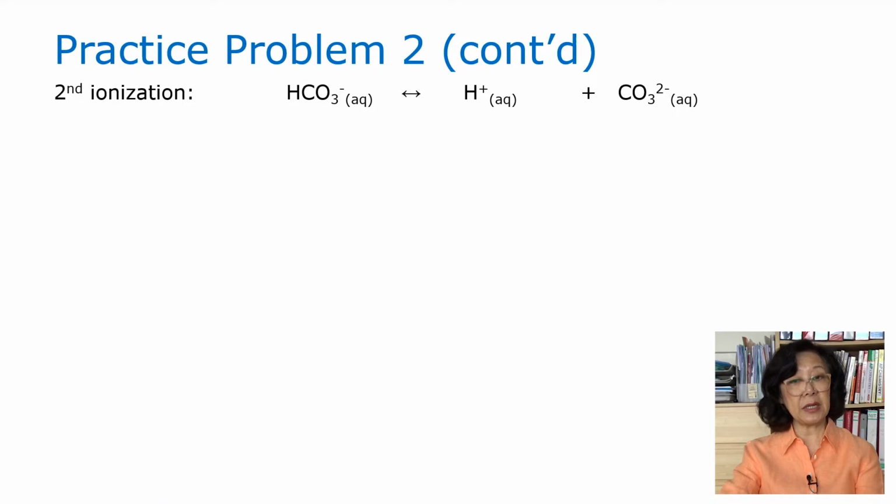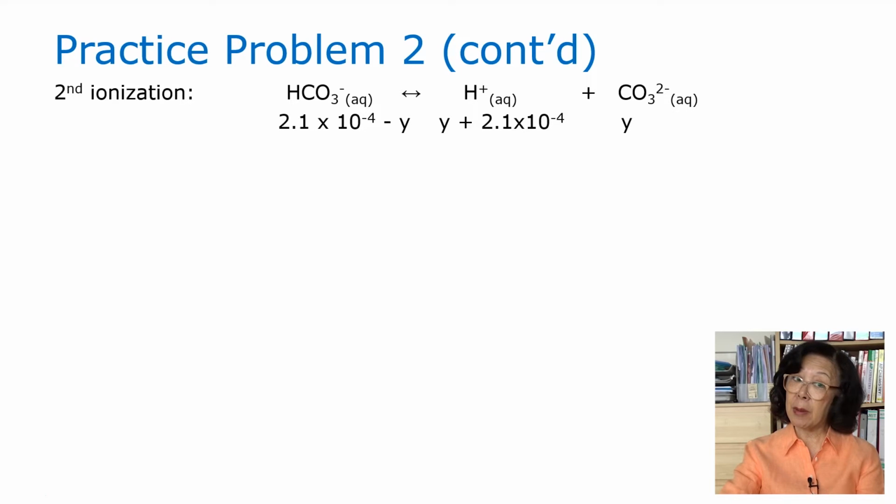Now in the second ionization, we take the hydrogen carbonate ion and form the second proton with the carbonate ion formed. It is important to note that we start out with 2.1 times 10 to the negative 4 molar for the hydrogen carbonate ion and the hydrogen ion, because that's a carry down from the first step. Both of these ions are in the beaker while the second dissociation is happening. Now let Y be the change, so we take away Y from the HCO3 minus ion, but we add Y to the hydrogen ion and the carbonate ion.